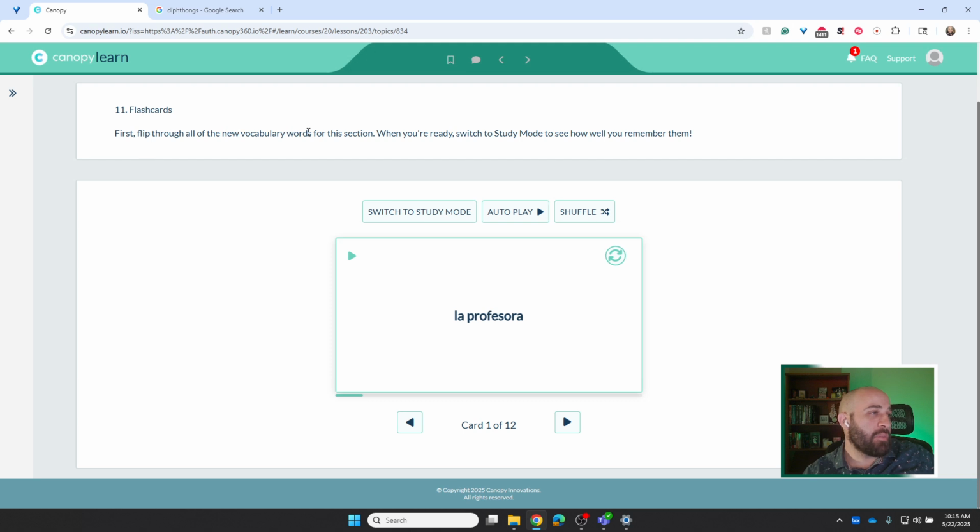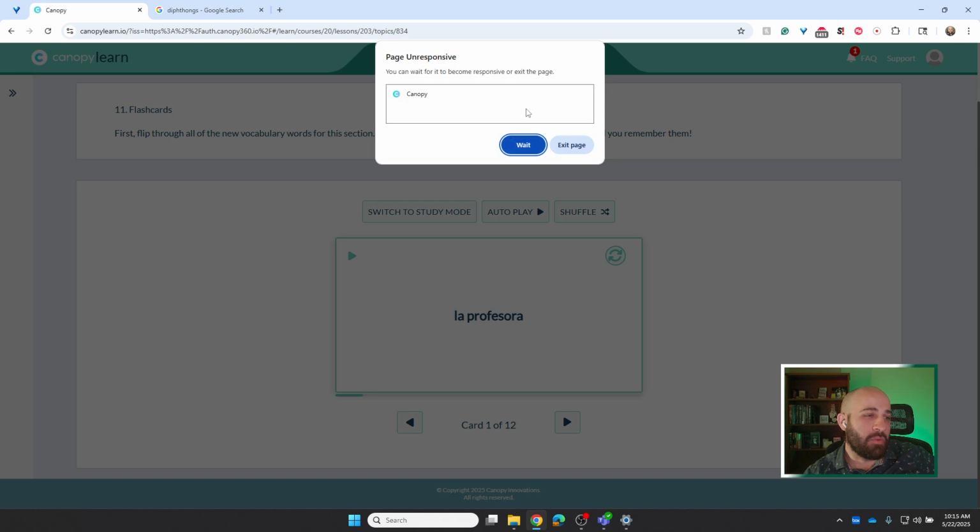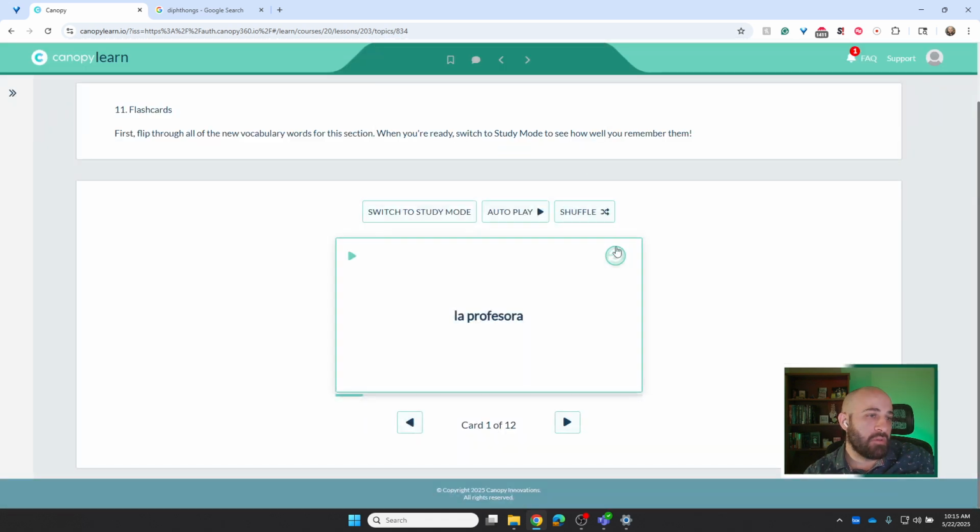All right, first flip through all of the new vocabulary words in this section. When you're ready, switch to study mode and see how well you remember them. La profesora, the female professor. Okay, that's how it goes. La enfermera, female nurse. El doctor, male doctor. La médica, female doctor. El profesor, male professor. La dentista, female dentist. El médico, male doctor.